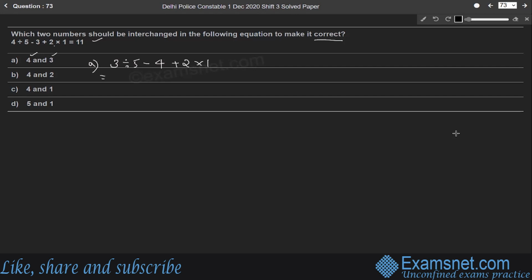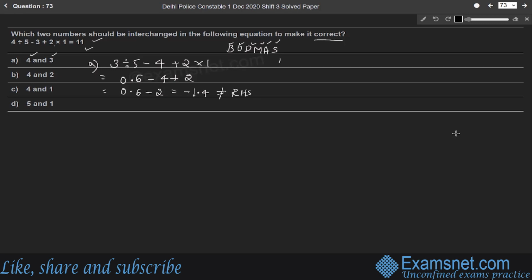According to BODMAS, brackets, division, multiplication, addition and subtraction. Here 3 divided by 5 becomes 0.6, minus 4 plus 2 into 1 is 2. So 0.6 minus 4 plus 2 becomes 0.6 minus 2, which is equal to minus 1.4, which is not equal to the RHS. RHS is 11 here.